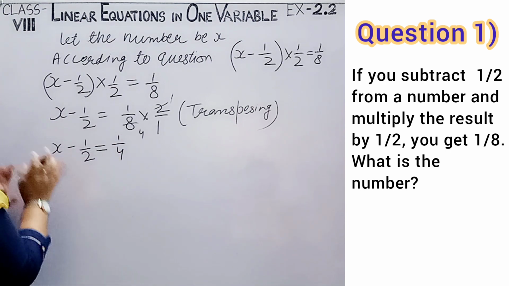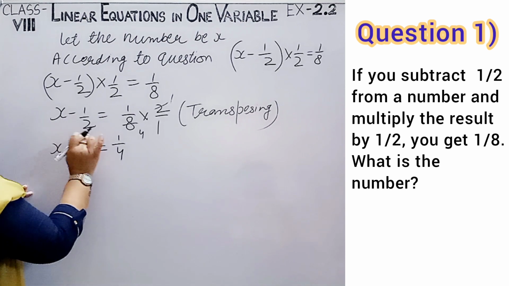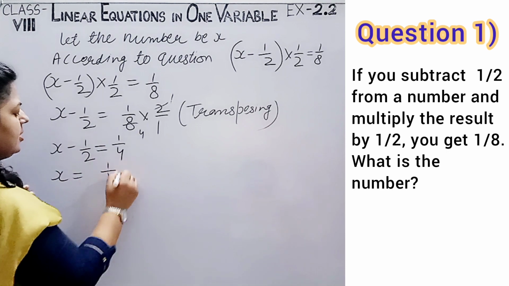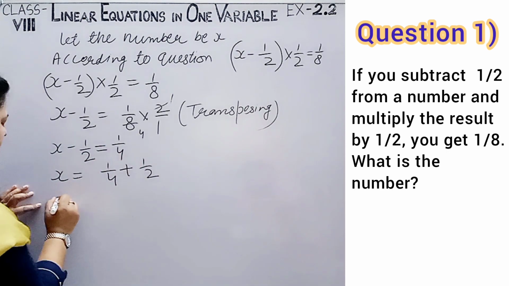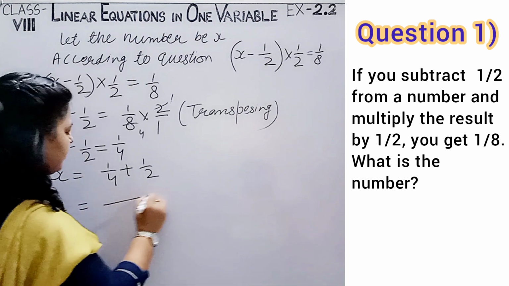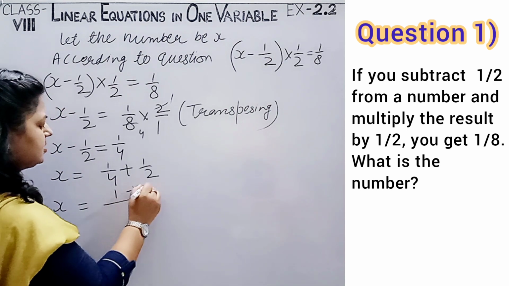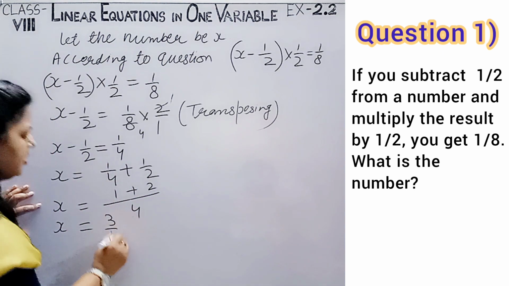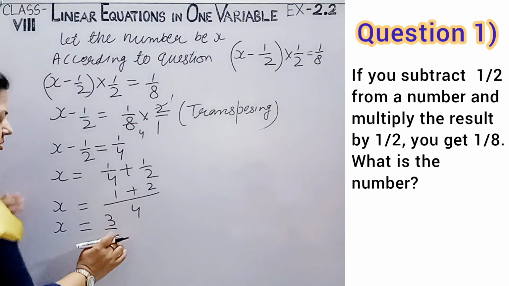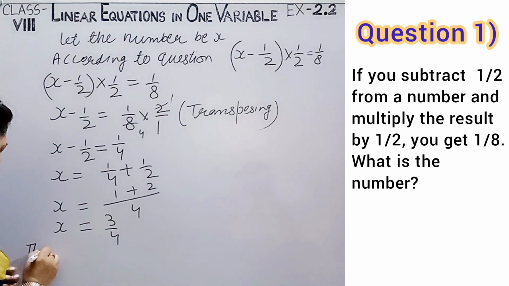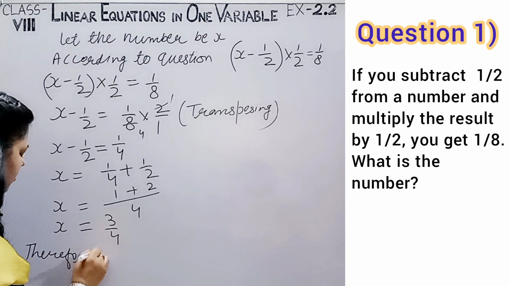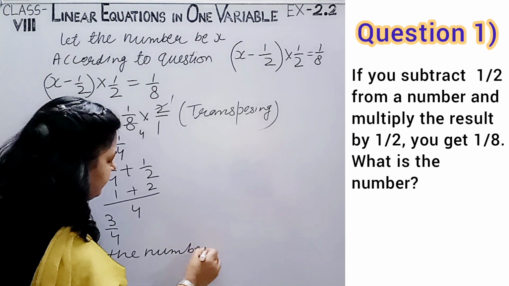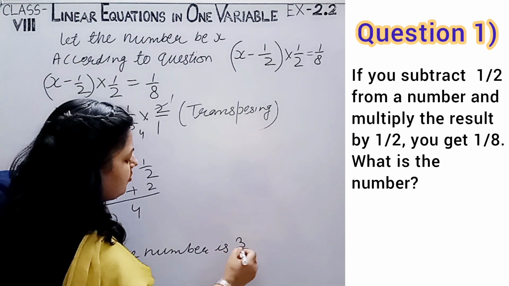Now we have to transpose 1 by 2 from left to right. So x equals 1 by 4 plus 1 by 2. So x is equal to (1 plus 2) upon 4. Now the value of x is 3 upon 4. So this is the value we found. Now the value of the number is 3 by 4.